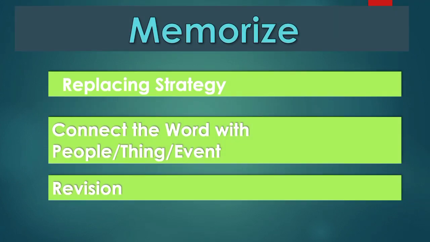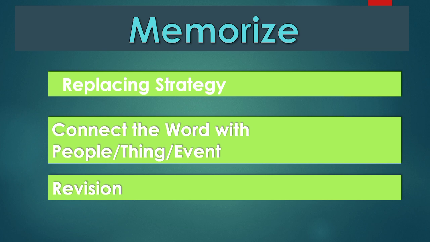So next is the memorization thing. So many people say, we might learn the words, we might learn the vocab, we might follow the practices, but what about memorization? How do we memorize them for a longer period of time? So here are the 3 points that I've stated for you. First is the replacing strategy, second is connecting the words with a person, thing, or event, and third is the revision. The first one is the replacing strategy. So what does it mean? The replacing strategy means that, see how you have to do this.